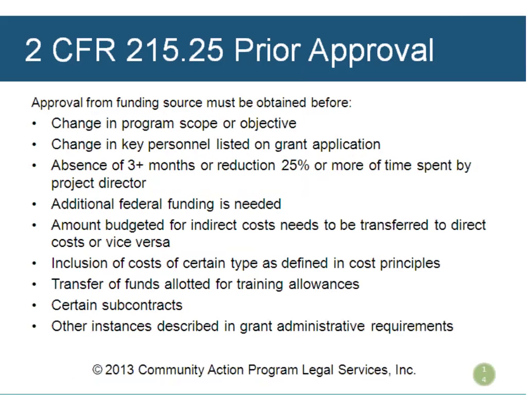So prior approval from the funding source is required for a change in the scope or objective of a grant program. It's also required for changes in key personnel or a major reduction of time to be spent on a project by a program director. And as we saw in the hypo, a change from regular staff to a consultant is considered a change in key personnel that requires prior approval. Prior approval is also needed if you need more federal money, and prior approval is required if budgeted indirect costs need to be transferred to direct costs or vice versa.